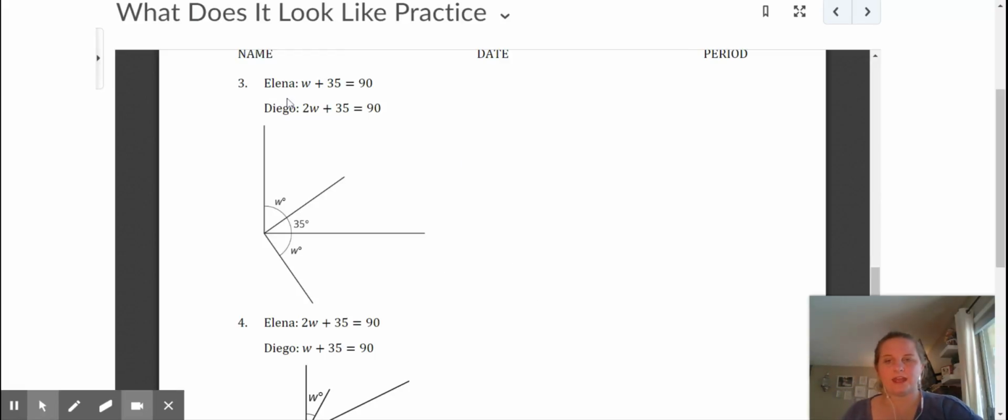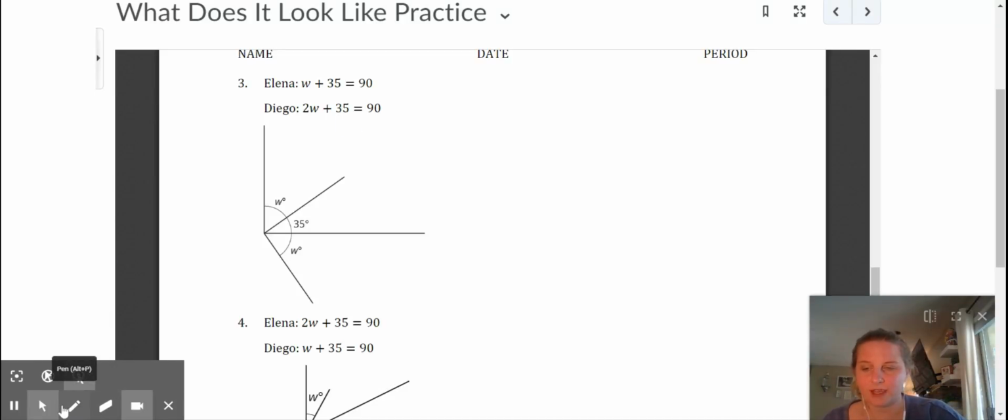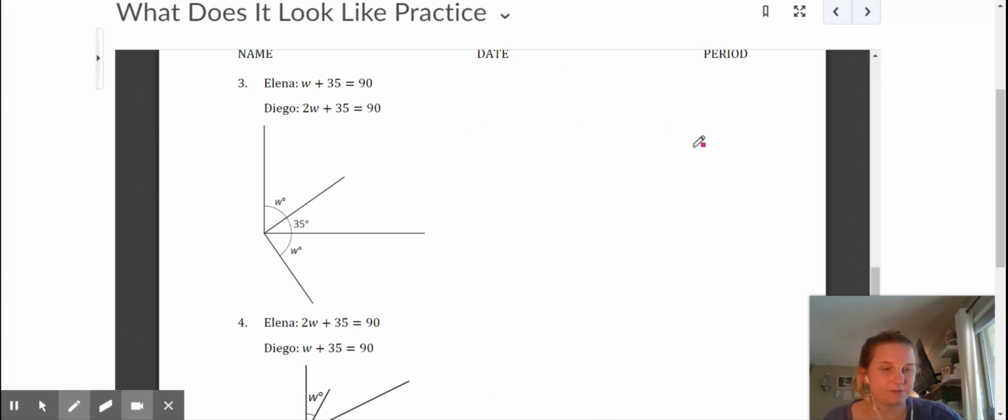So Elena said that W plus 35 equals 90, and 2W plus 35 equals 90. Well, let's just take a quick second to review. Hopefully you saw this in your notes, but there are 2 different types of angles that we're going to refer to in this. There are many different types of angles.